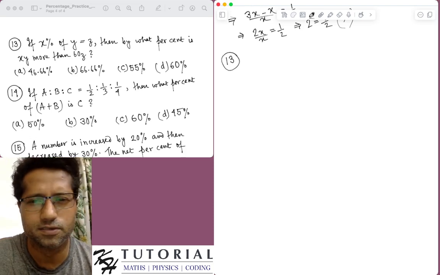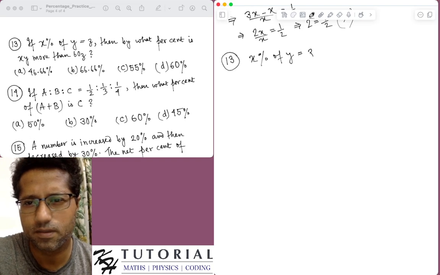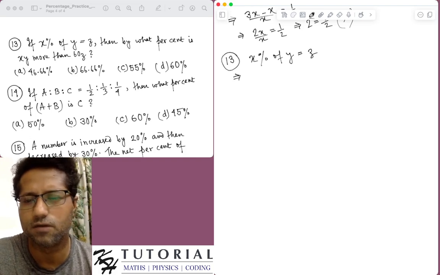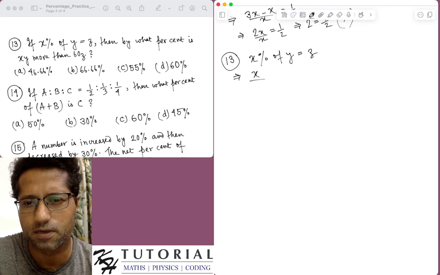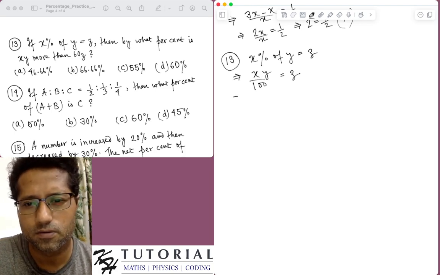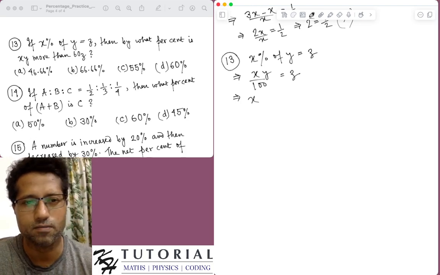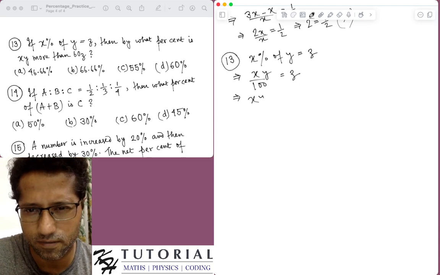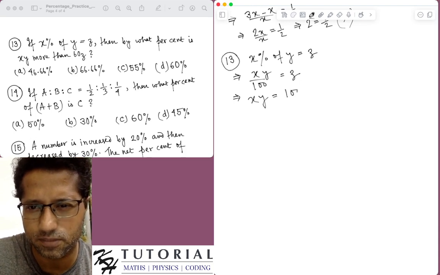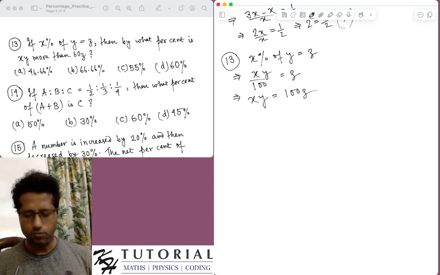So it is given that x percent of y equals z. Now this implies, what is x percent of y? X percent of y means x by 100 into y. So xy by 100 equals z. So we have this xy. Since it is asking by what percent is xy more than 60z, we got that xy equals 100z.